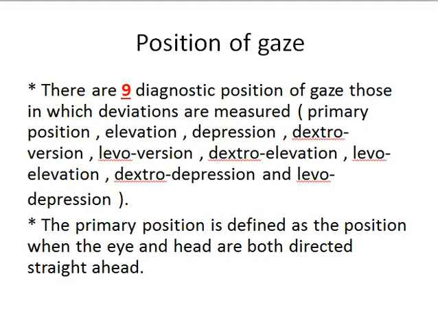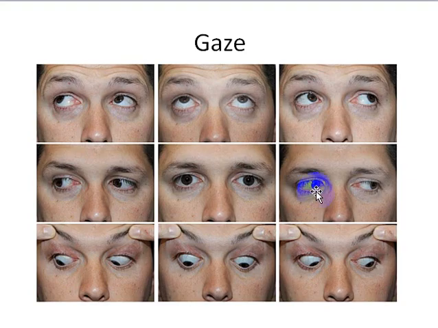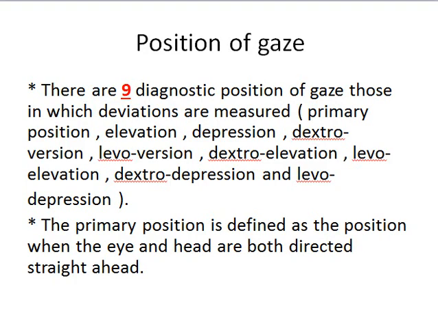Positions of the gaze. There are 9 diagnostic positions of the gaze, those in which the deviation is measured and we can diagnose patients with strabismus. A primary position, which is here: the primary position of the gaze, elevation, depression, dextroversion, levoversion, levo-elevation, levo-depression, dextro-elevation, and dextro-depression. The primary position of the gaze is defined as the position when the eye and head are both directed straight ahead.